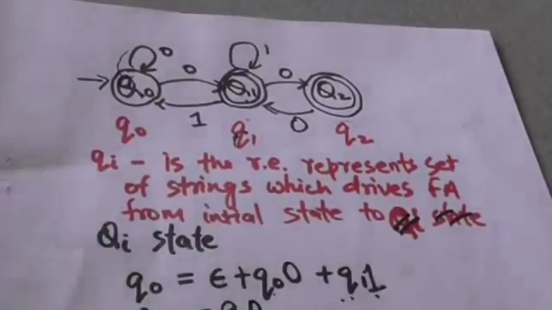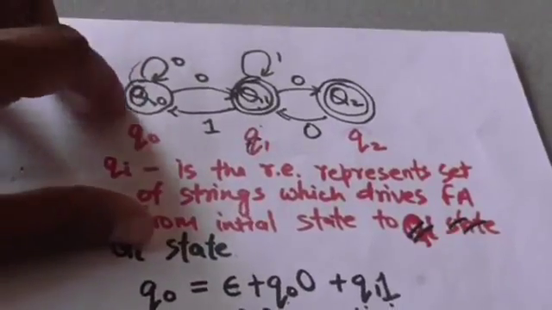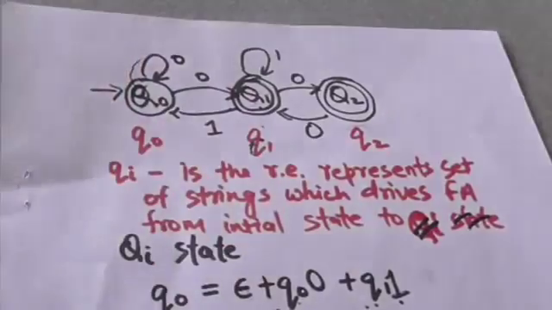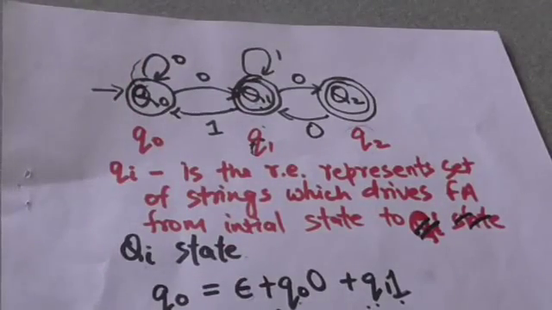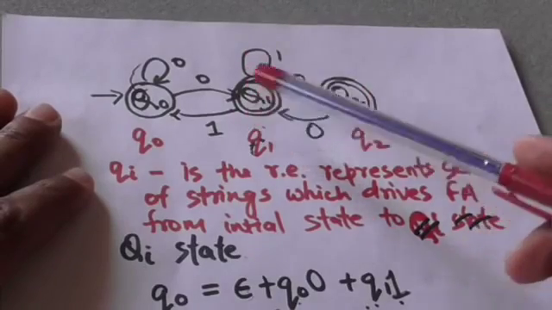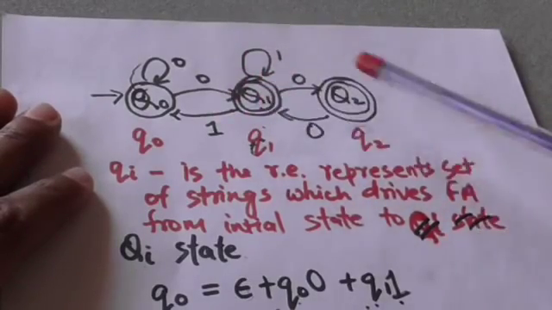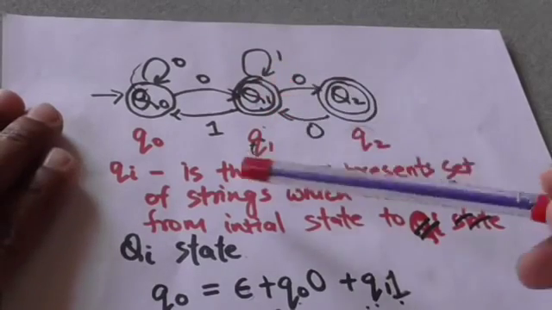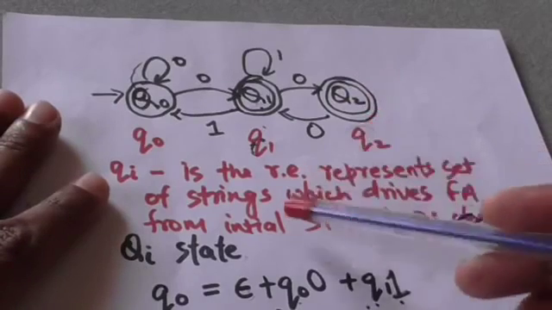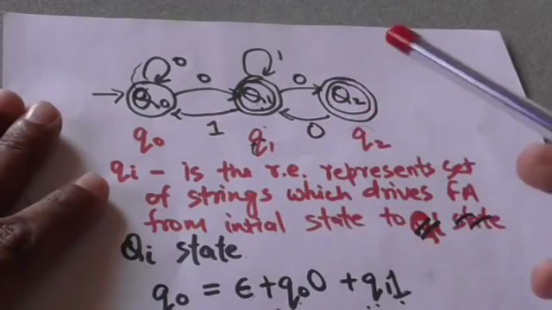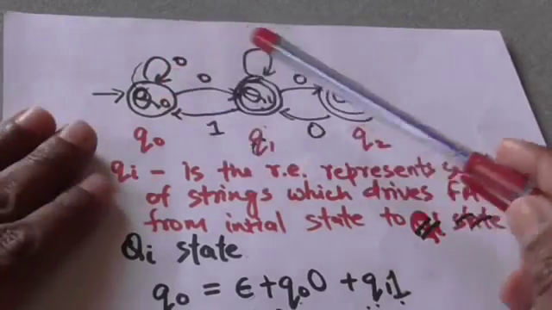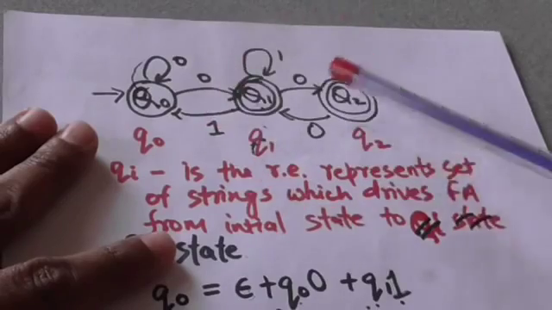Now see, suppose this is a finite automata whose initial state is Q0 and its final states are Q1 and Q2. Now what we have to do? We have to find the regular expression which represents its language by using Arden's theorem. Right? It means we have to find the regular expression for this finite automata which represents the set of those strings which drive this finite automata from its initial state to any one of its final states.